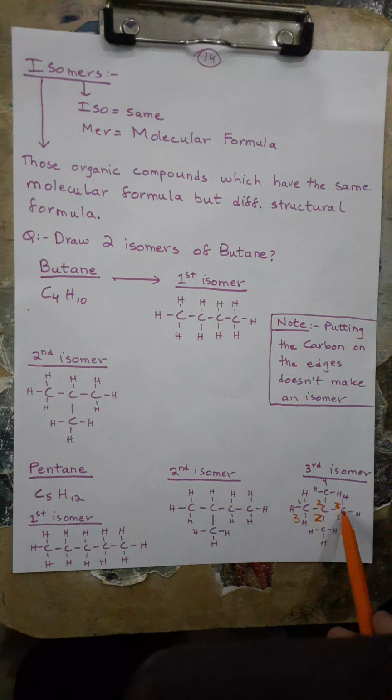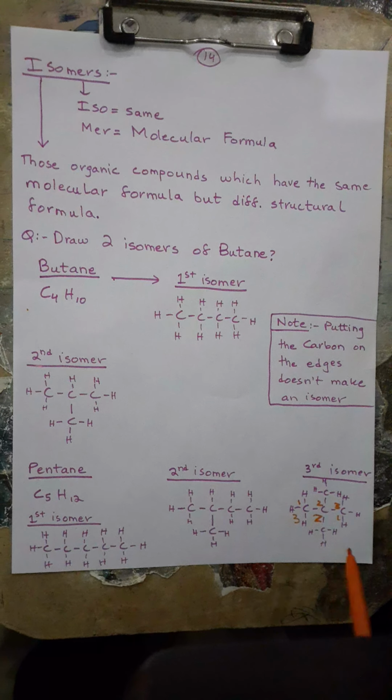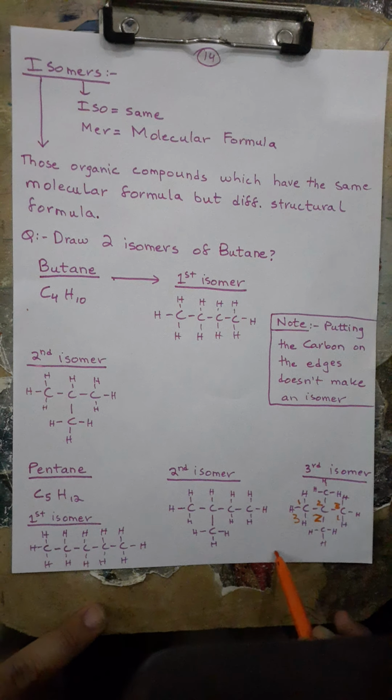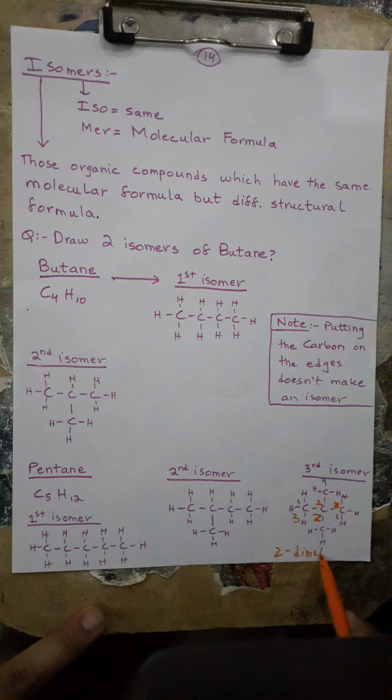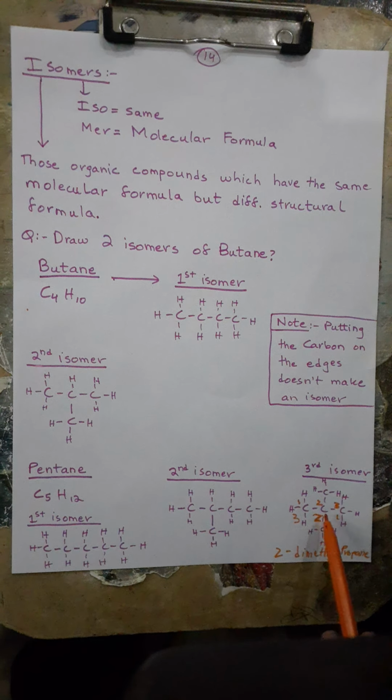If we take this side, we're going to name it 2,2-dimethyl. 1, 2, 3, three carbons in a row, so propane. So what is its name? 2 for this position of the carbon, which is 2 over here.